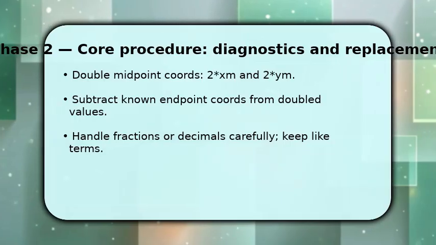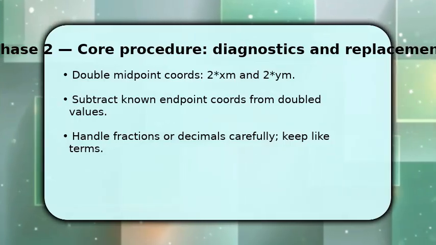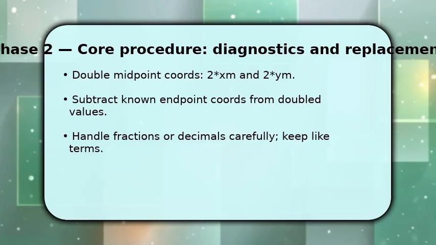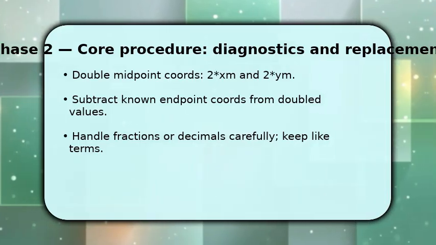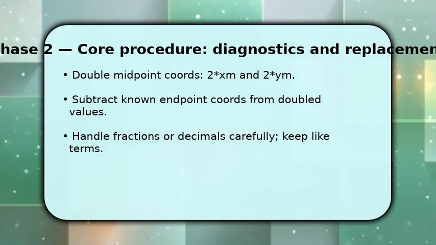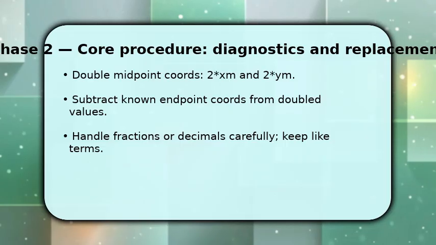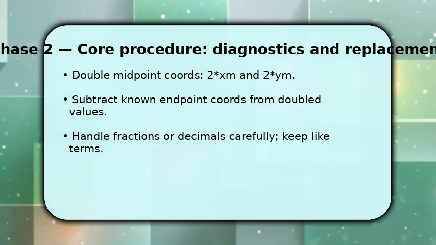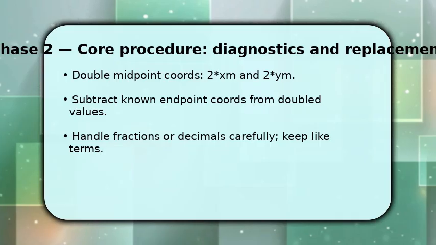Now compute each coordinate step by step. First double xm and ym so you see 2 times xm and 2 times ym clearly on the page. Next, subtract x1 from 2 times xm to get x2, and subtract y1 from 2 times ym to get y2.